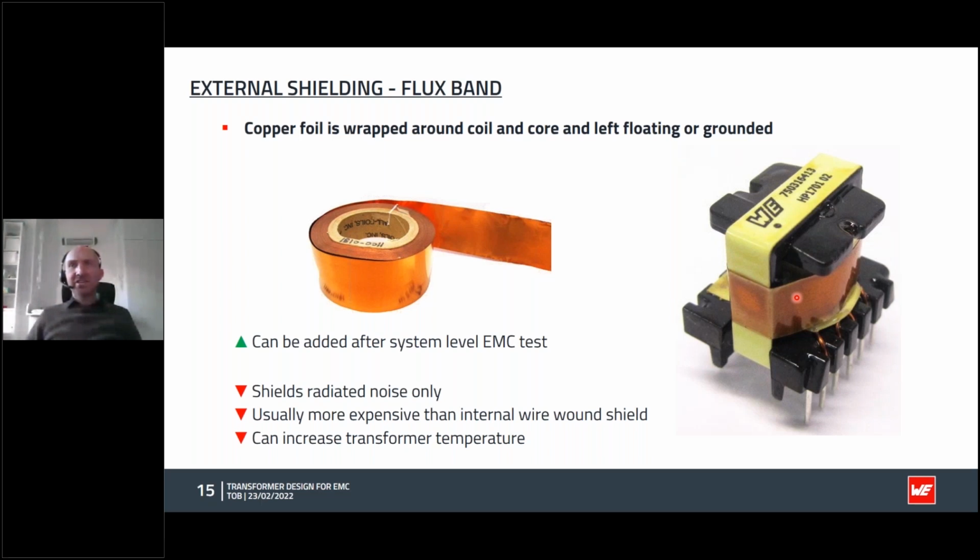This would shield radiated noise. It basically conducts any leakage flux that flows outside the transformer and contains it here. So again, it is very important that this is as thin as possible because it will heat up. There will be some currents generated by the H field in this, and the thinner we can make this, the better for losses. Some disadvantages of this: it only shields radiated noise, it's a little bit more expensive than the internal wire wound shield, and it can increase the transformer temperature a little bit, so we need to watch that.